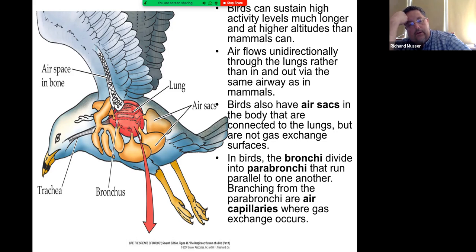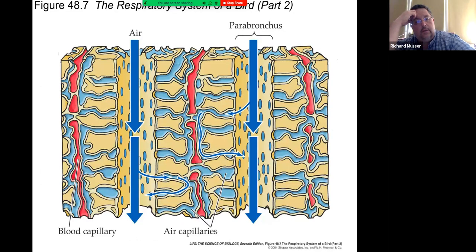In birds, the bronchi are divided into parabronchi that run parallel to one another. Branching from the parabronchi are air capillaries, where the actual gas exchange takes place. So let's look at a model. Here you can see the air sacs. Air is going to go out to these air sacs back here and then to the lungs. So here's the parabronchus and the air. You can see it goes through. The air will lead to the capillaries.